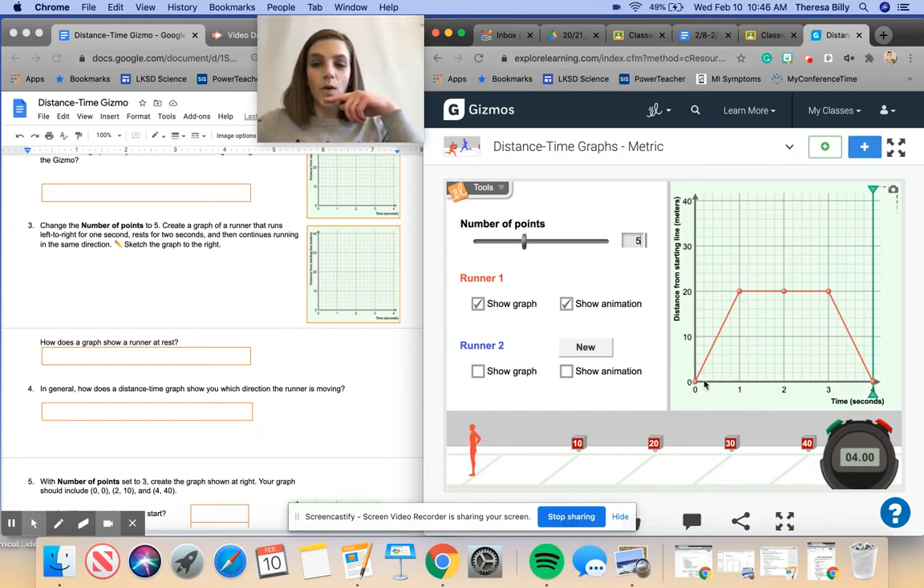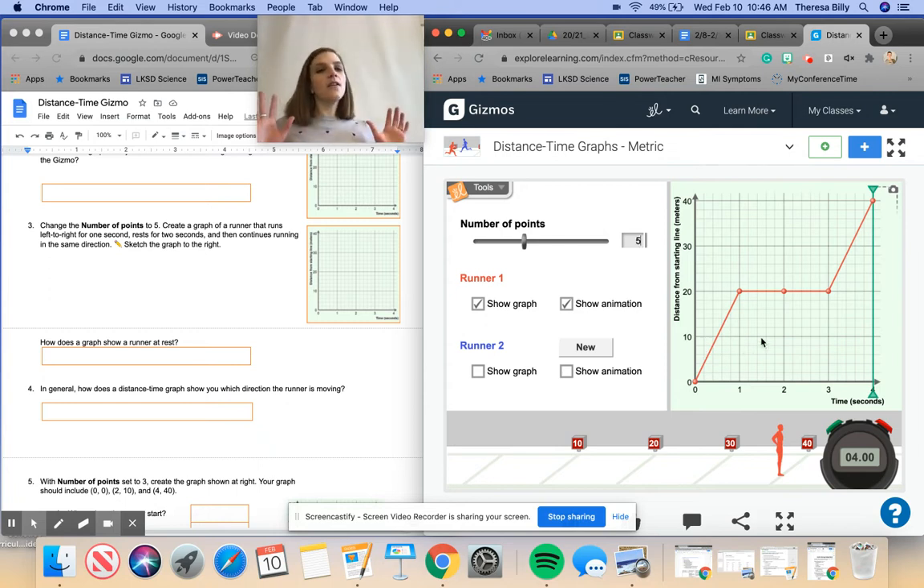So let me recap the story so far. From 0 to 1 second, the person's running forward. They rest for 2 seconds, so the distance stays the same. And then to end the graph, they continue running in the same direction. So I need to push this last point upwards so that eventually they end at the finish line at 40 meters, and it's the same direction, meaning from left to right.